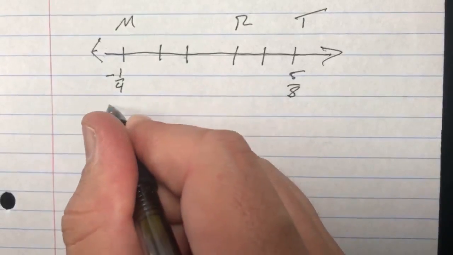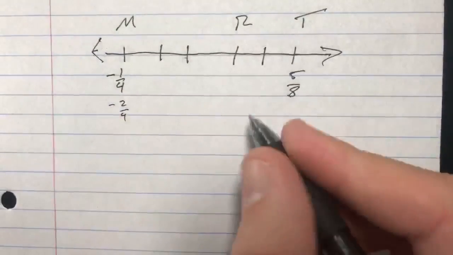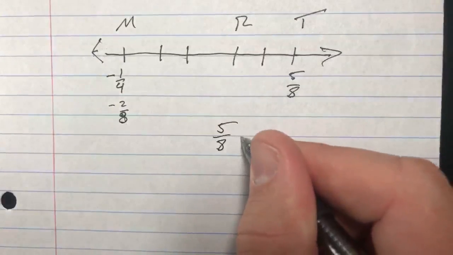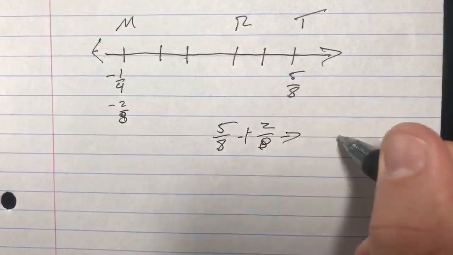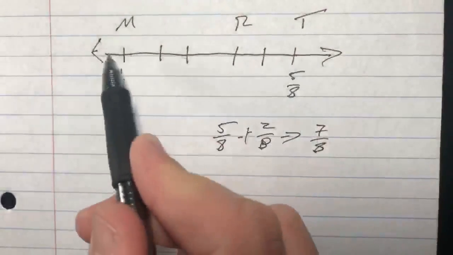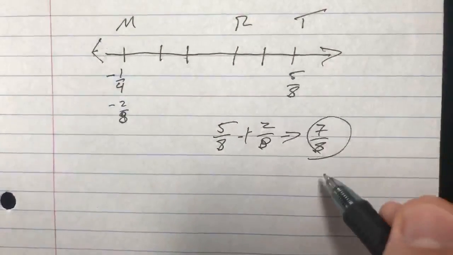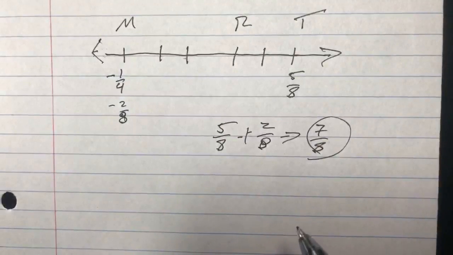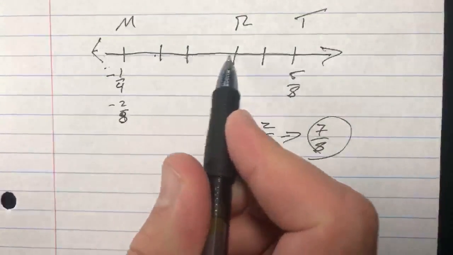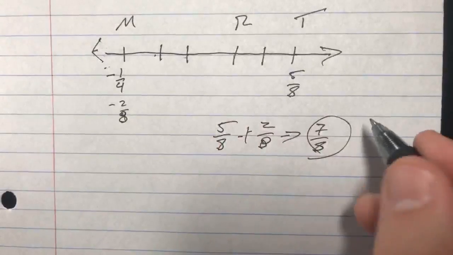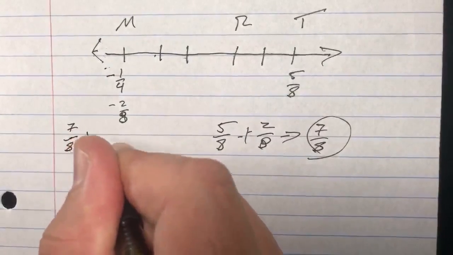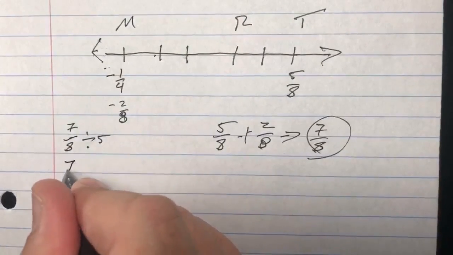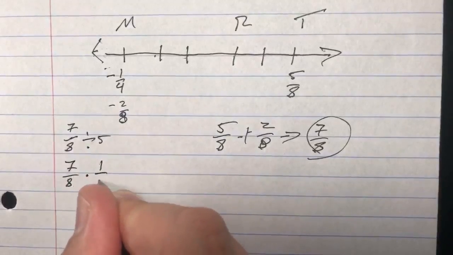I'm going to rewrite this as -2/8. So how big is it? Well, it'd be 5/8 minus -2/8, and this turns into a plus. So what we end up getting is 7/8. So the entire distance in between here is 7/8. That's how big it is. So we need to then divide that up into 5 because there are 1, 2, 3, 4, 5 sections in it. So we have to take this 7/8 and divide it by 5. Another way to do that is to say it's 7/8 times 1/5.